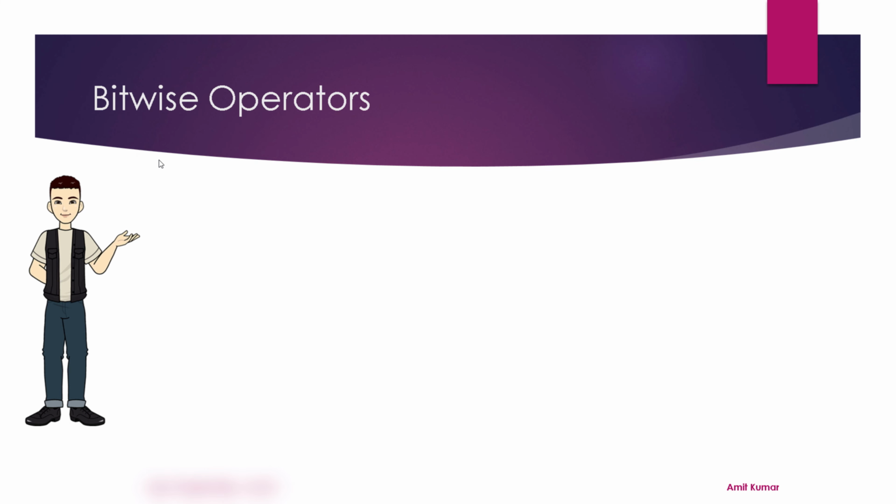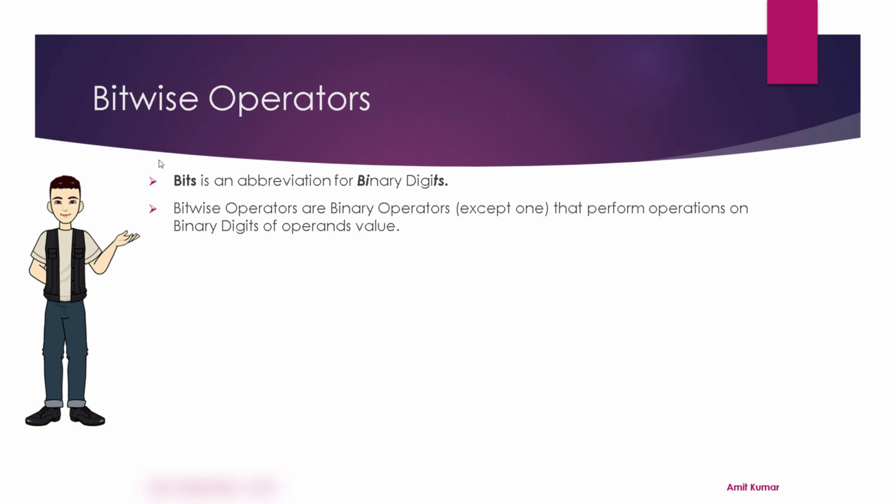Hey guys, I'm Amit Kumar and welcome to this video in which we are going to talk about Bitwise Operators. Bits is an abbreviation for binary digits, and Bitwise operators are binary operators as they perform on binary operands, but there is one Bitwise operator which works on a unary operand. But all the Bitwise operators work on the binary digits of the operands' values.